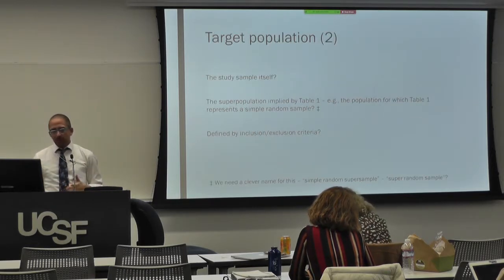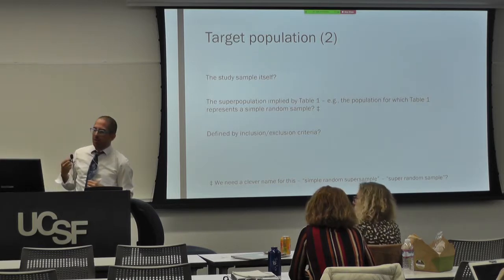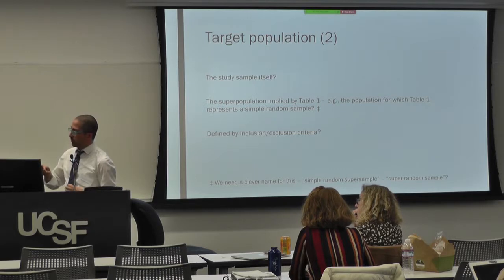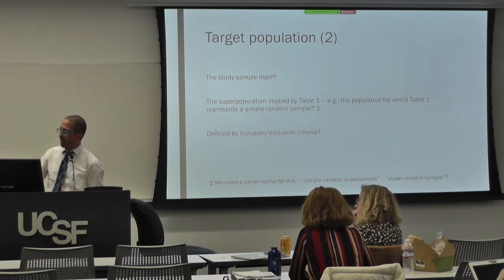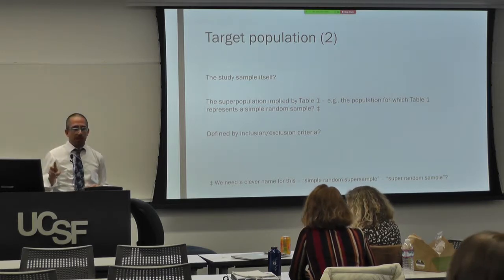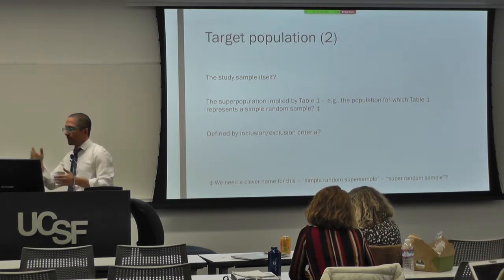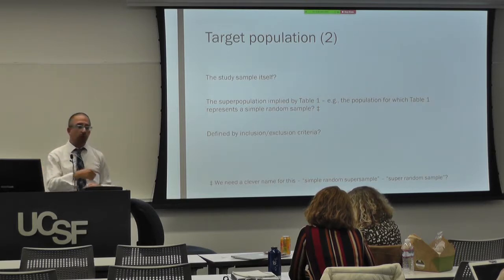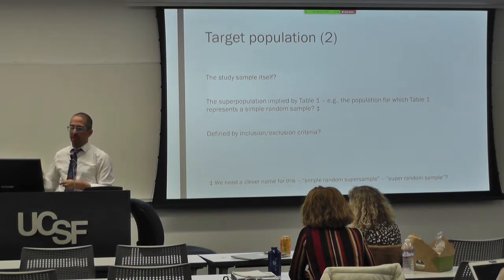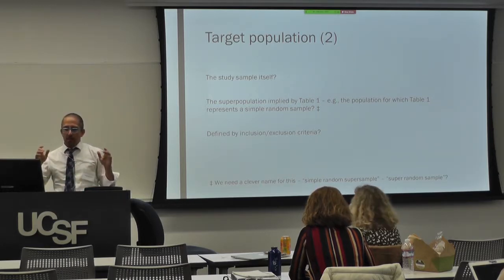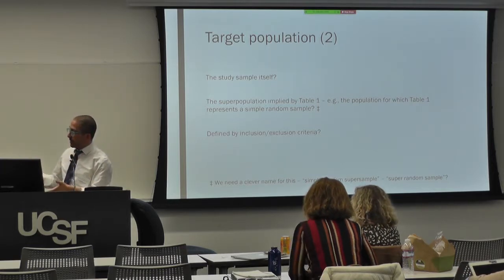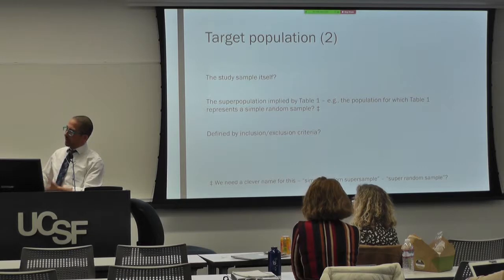So there are 3 things that I think are most likely. One is that some people say that the target population is the study sample itself, right? We're trying to make inference in the study sample. 2 is that it's the superpopulation implied by table 1. It's like table 1 times a million. That is the population for which table 1 is a simple random sample. And we don't have a good phrase for that, but I suggest some in the footnote. Maybe also the target population is just defined by the inclusion and exclusion criteria. I don't think any of these are quite right.